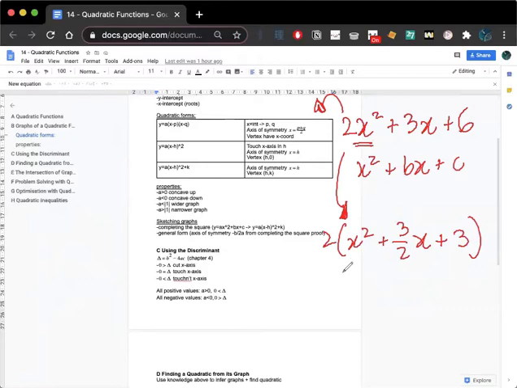And then after doing that, you're going to try to complete the square. You want to manipulate the algebra so that you can make it so that there's a square plus a value.